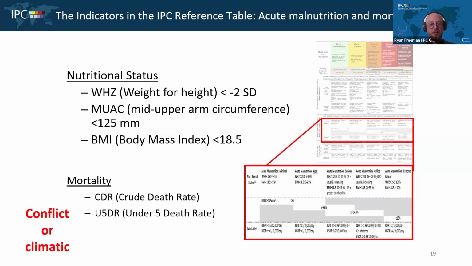So as you can see here, a general food security analysis is going to be looking at a lot of different information. And whether it's a conflict setting or a climatic event or shock, all of this discussion, all of these indicators can be collected and applied in assessments and used for the IPC.